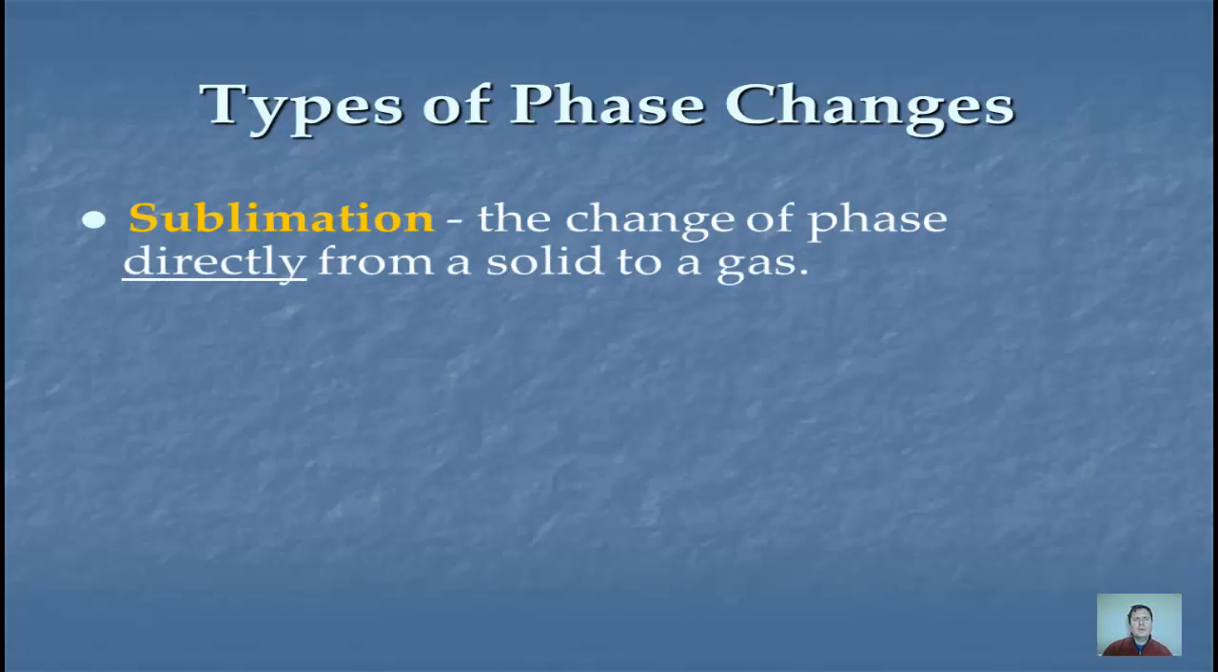Another phase change is what we call sublimation. Sublimation is unique because it's a change of phase directly from a solid to a gas. It doesn't go through the liquid stage. The best one that you're probably familiar with is dry ice. You have a block of it and all of a sudden it vaporizes directly into a cloud.